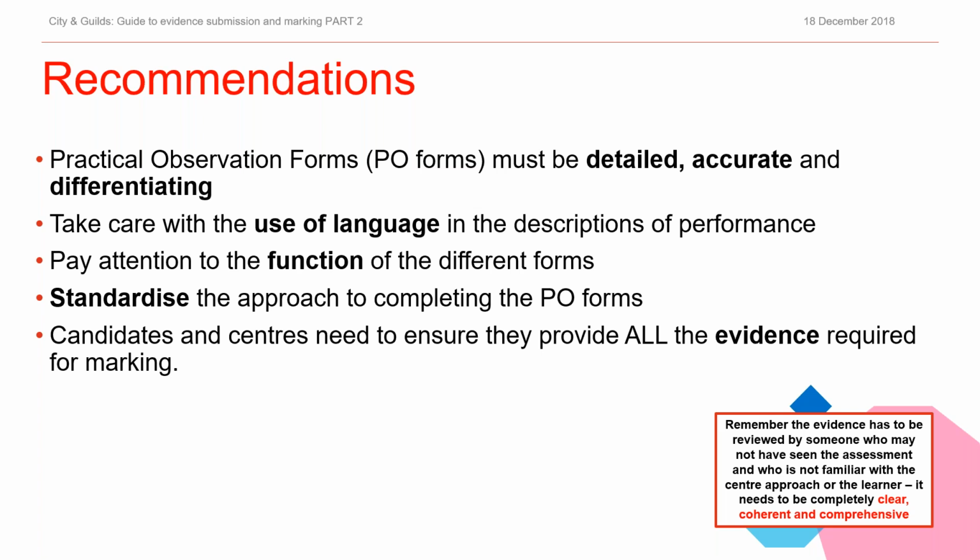Centres should pay attention to the function of the different forms. The PO form describes the learner's performance on the practical tasks. The candidate record form, or CRF, will be discussed in Part 3, but should justify the holistic marks that have been given for each AO across the full set of tasks. The approach to completing the PO forms should be standardised and reviewed by peers to ensure that the information contained is sufficiently detailed.